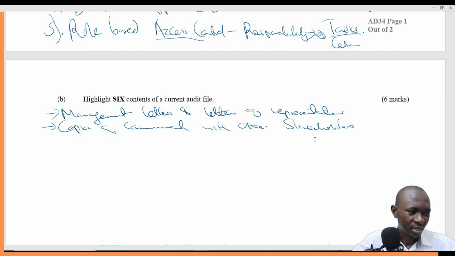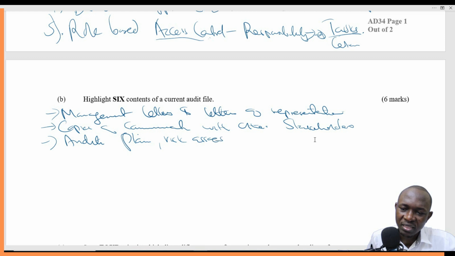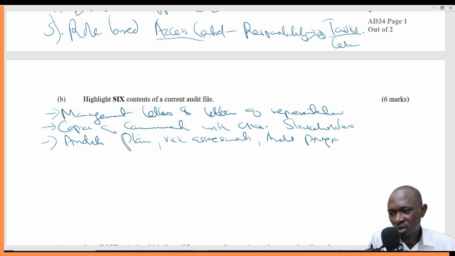Then we have the audit plan for that year, how we will approach the audit exercise, and we'll also talk about risk assessments. This will also be captured for that particular year: audit plan, risk assessment, and the audit program for that particular year. So this will be contained there.